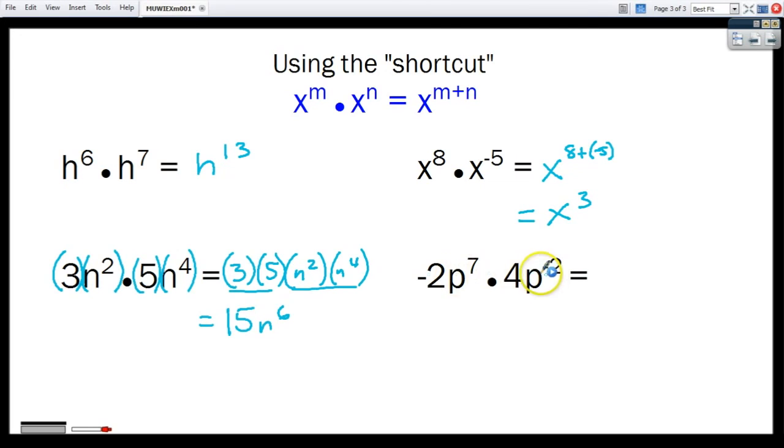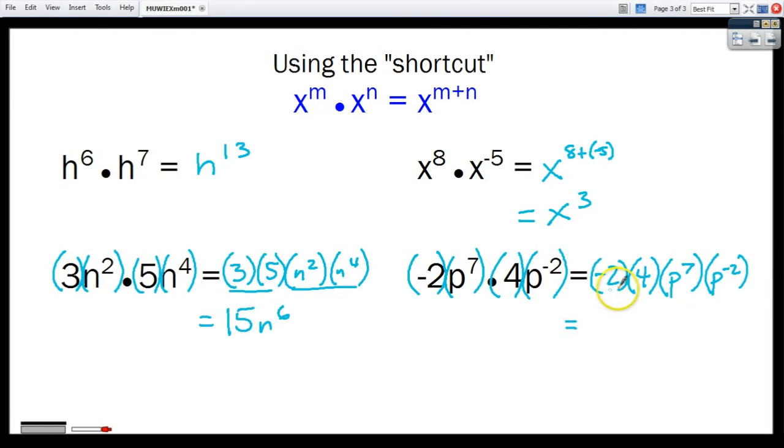Now again, it's all about seeing how many pieces you have. Somebody who's just learning this might say this is 2 pieces we're multiplying together, but in actuality, we want to see it really as 4 separate pieces. Negative 2 times p to the 7th times 4 times p to the negative 2. So if I first just deal with my normal numbers, negative 2 times 4, and again, I'm allowed to move stuff around because the commutative property of multiplication says I can. And then we've got p to the 7th times p to the negative second.